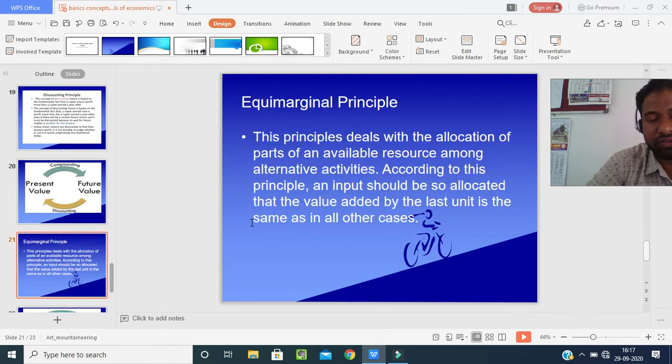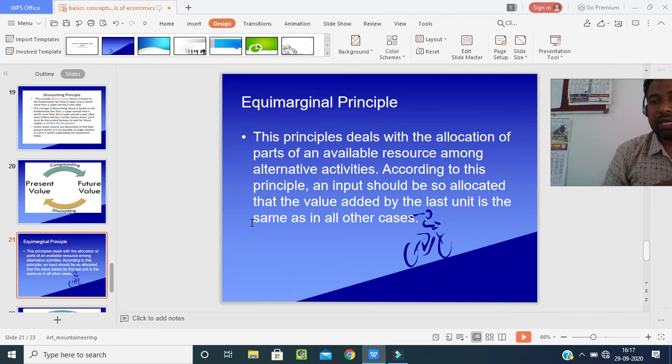And the last topic of today's session is marginal pricing. This principle deals with the allocation of the available resources. That means whatever raw materials and parts are available should be allocated to the alternative persons and activities, depending on which one is more profitable, which one is generating more, and we have to transfer to that.